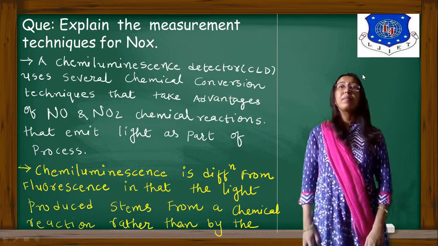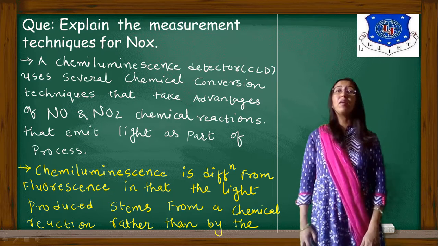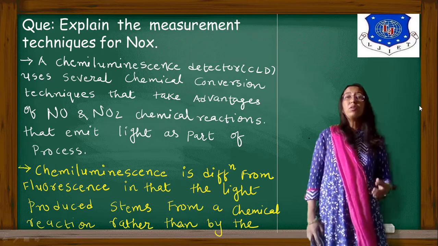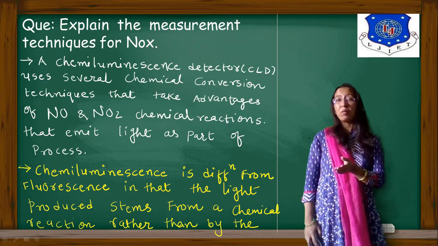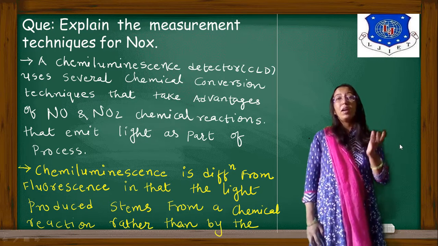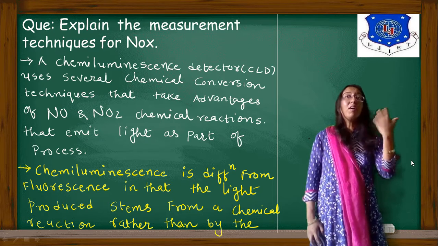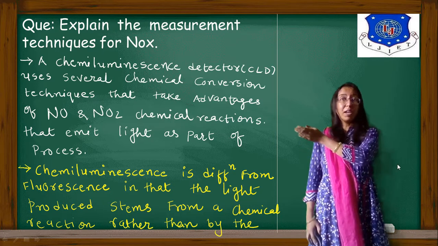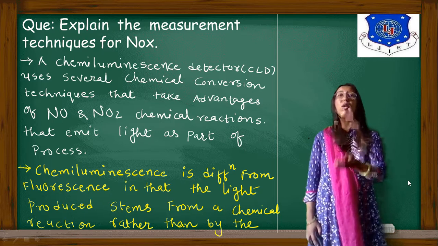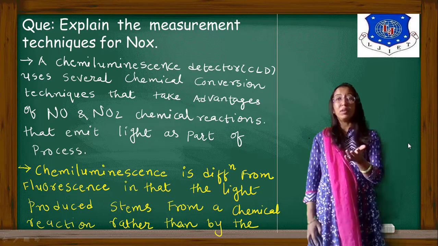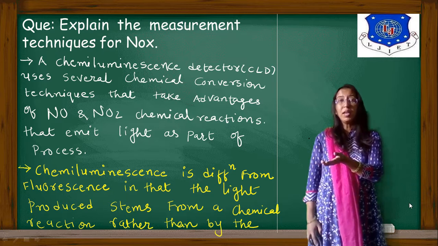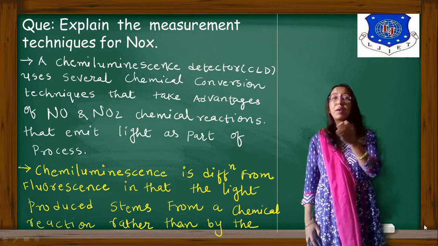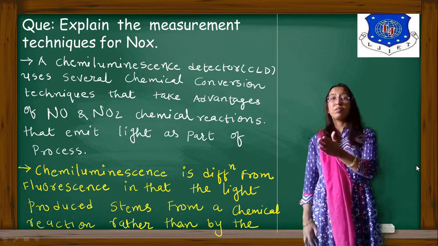Next question. Explain the measurement technique for NOx. So here we are discussing how to measure NOx. Earlier I told you there are many types of pollutants available in the environment, CO2, NO2 and SO2. So how do we measure these pollutants? Sometimes in GTU, a question can be asked: explain the measurement techniques for NOx.